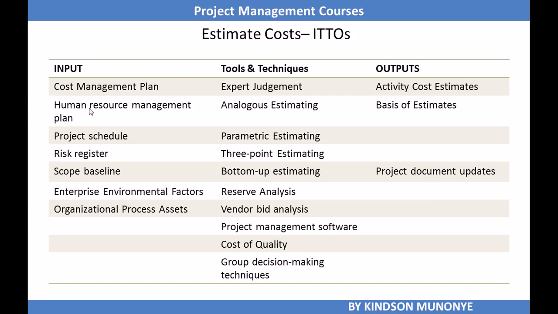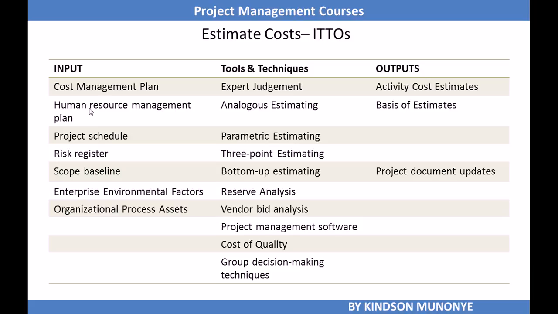Let's now look at the ITTOs of this process. We have the cost management plan as an input, the human resource management plan. As we mentioned, let's try to remember the process that produces these items. The cost management plan is the output of the plan cost management process. The human resource management plan is the output of plan human resource management, and then the project schedule is the output of develop schedule. The risk register is the output of identify risks under the risk management knowledge area.